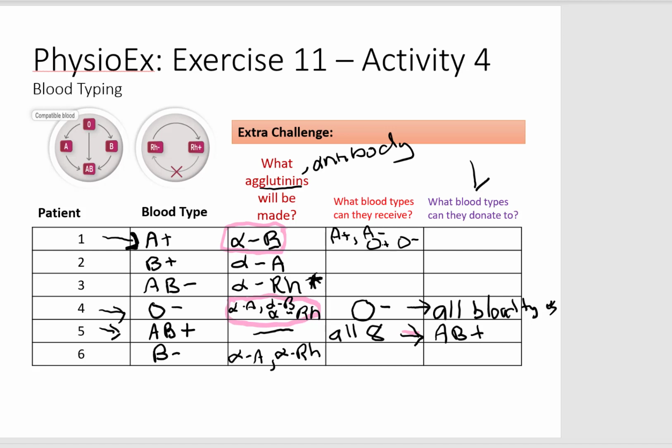Anyway, so try and fill in the rest of those columns if you want. And if you do and you want me to check your work or have a conversation about it during office hours, I am happy to do so. Are there any questions about blood typing?